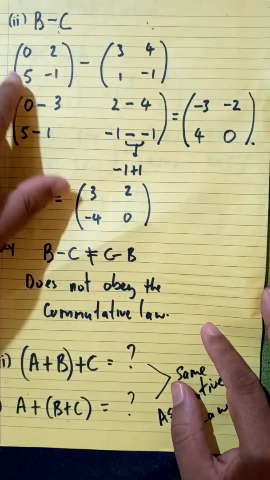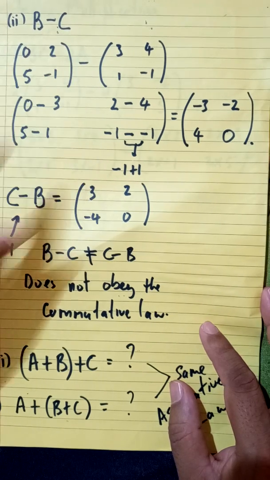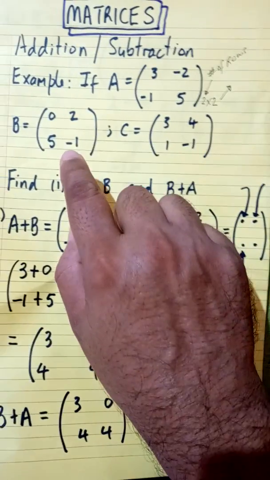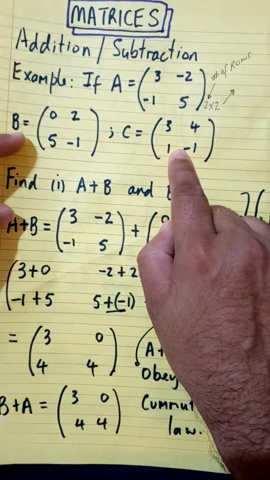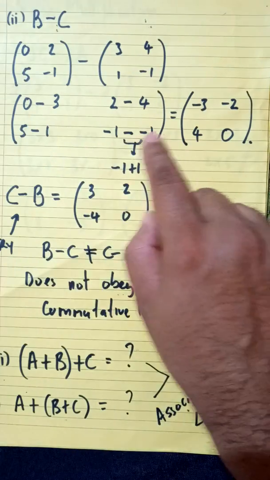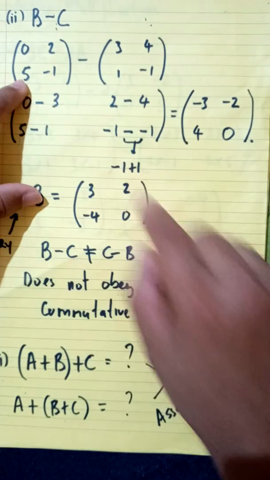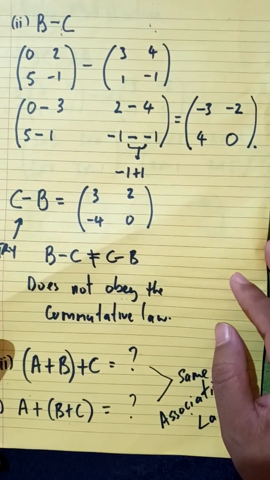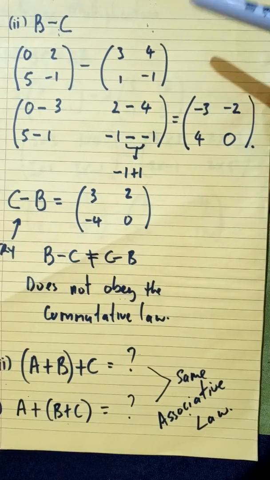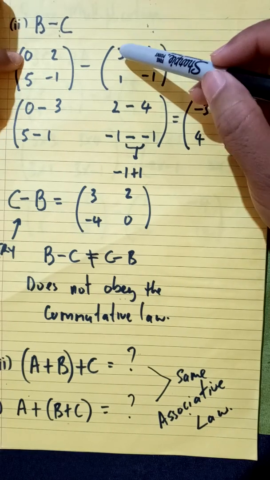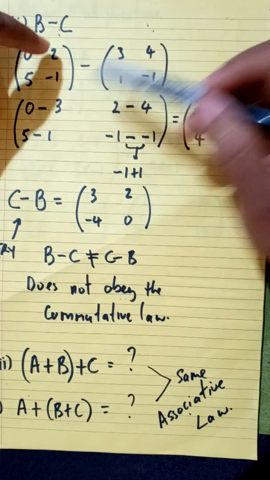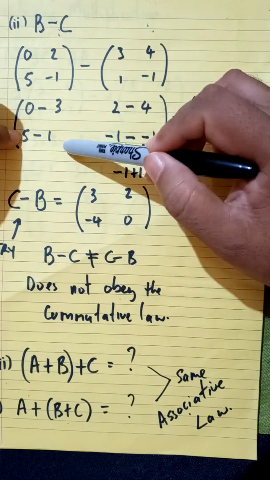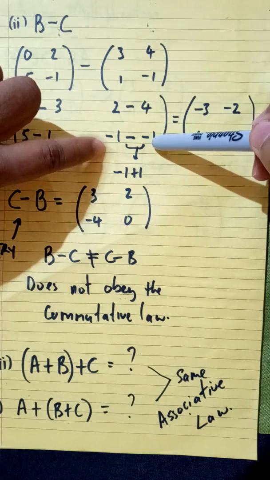Let's look at question 2. Question 2 says B subtract C, and we're using these matrices here, B and C. So we're going to set out B, and this would have been B and this would have been C. Now, earlier I said that the same way we add matrices, same way we subtract matrices. So this 0 and 3 will go together. This 2 and 4 will go together. This 5 and this 1 will go together. This -1 and this -1 will go together.